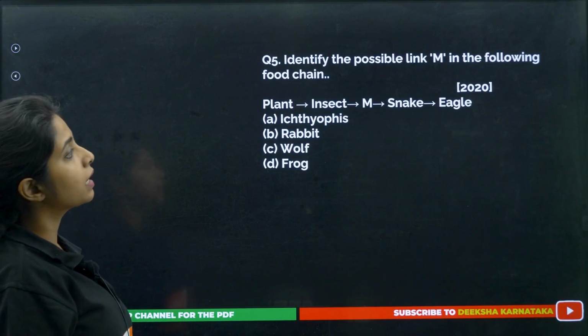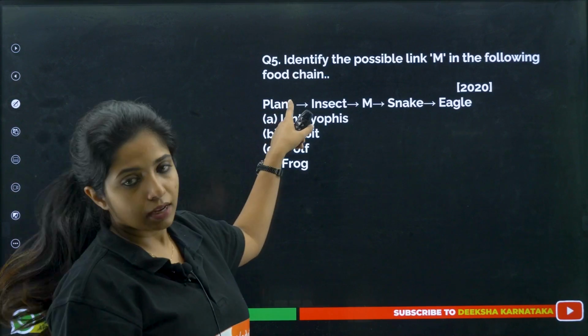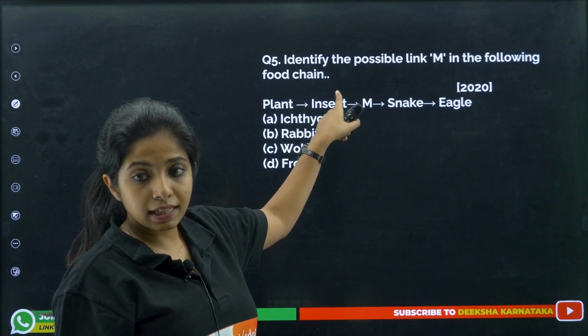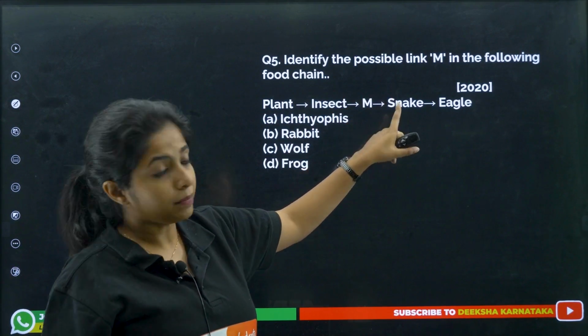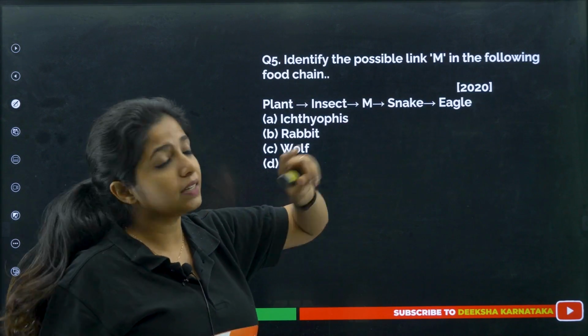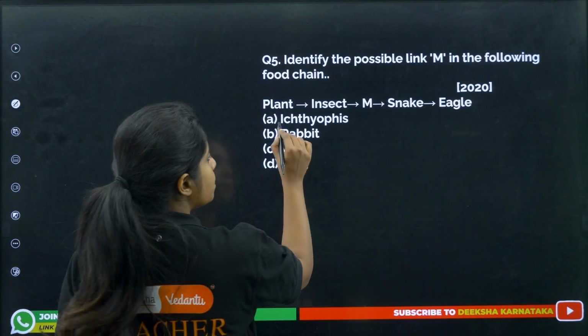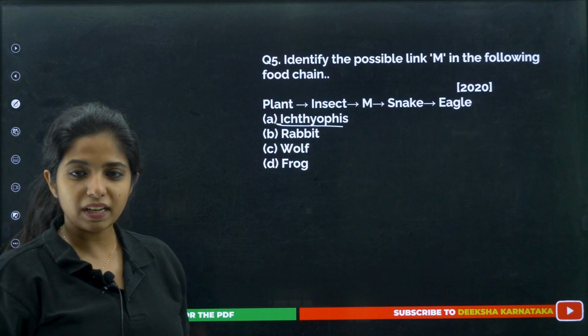Next question. Identify the possible link M in the food chain. So a plant is eaten by insects, insects are eaten by M, I don't know what M is, and M is eaten by a snake, and the snake is eaten by an eagle. So is it Ichthyophis, my dear children?